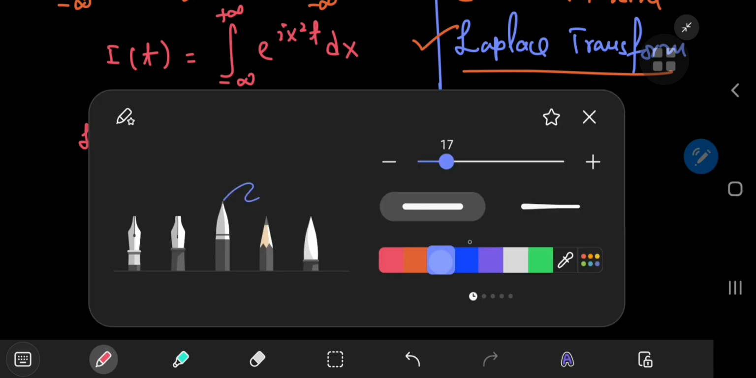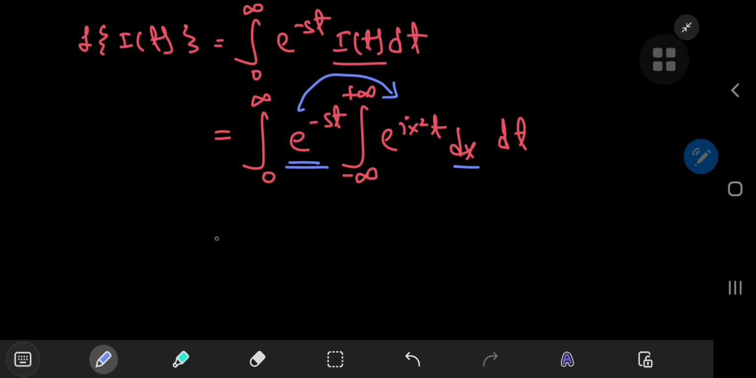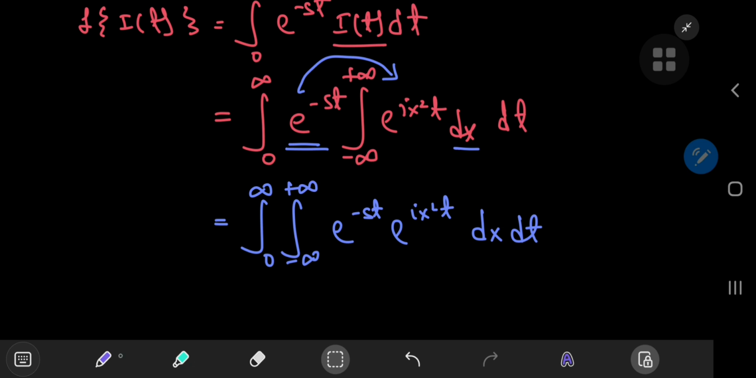Now notice first up that the exponential term e to the negative st is independent of x, so you can slip it into this x integration. So you have the double integral from 0 to infinity and negative to positive infinity of e to the negative st times e to the ix squared t, integration first with respect to x and then with respect to t. As you would expect, it would be quite useful if we can switch up the order of integration. And for that we have to consult Fubini's theorem.